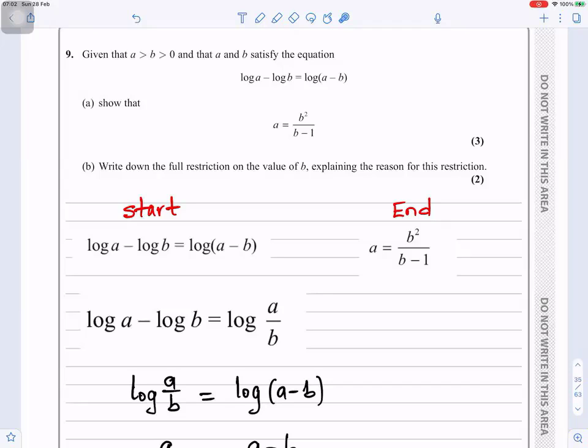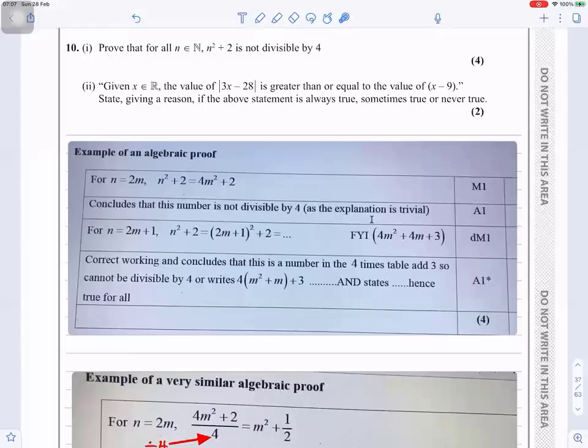And for part B, there was a bit of difficulty for some students to know what infinity or undefined is. So that's why they couldn't get part B done properly. Question number 10. Prove that for all n an element of natural numbers, n squared plus 2 is not divisible by 4. For this question, you can use an algebraic proof.